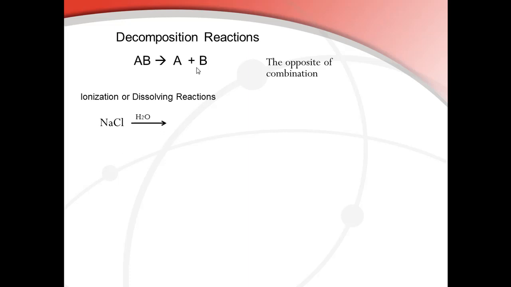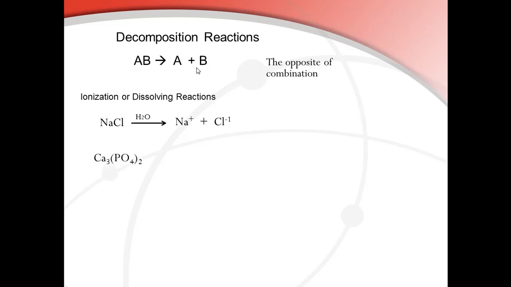We'll put water on the reaction arrow. This means we're just dissolving sodium chloride. What do you get? Well, you get sodium ions and chloride ions. Okay, so it dissociates or ionizes, and we get the ions in solution.